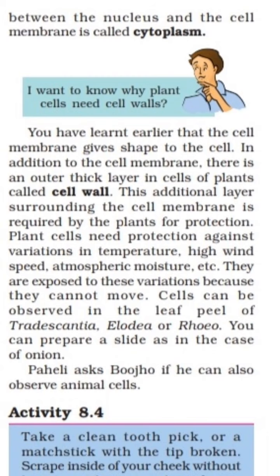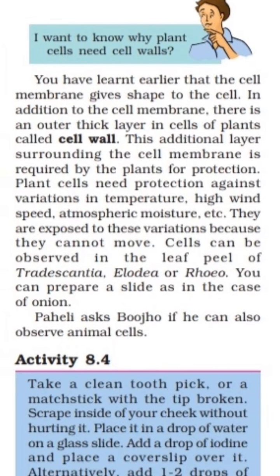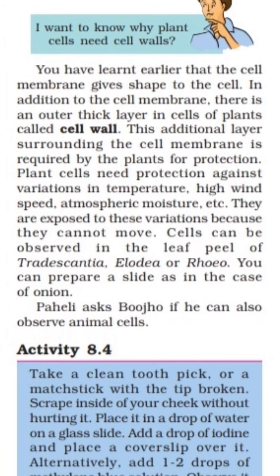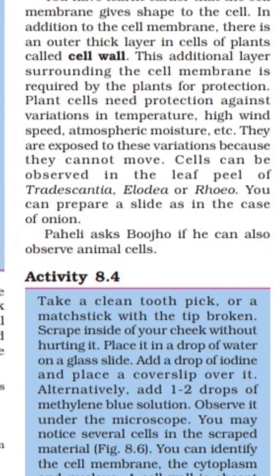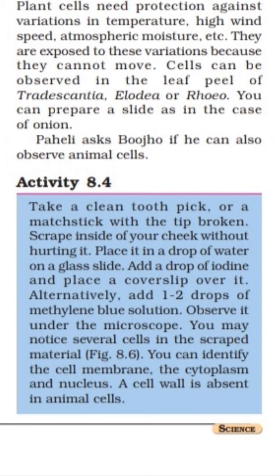Then the cells can be observed in the leaf peel of Tradescantia, Rhoeo, and so on. You can prepare the slide in the case of onion, and Paheli asked Bojo if he can observe animal cells. Yes, we can also observe the animal cell. Now see, which activity was given here? It is also a simple activity, but toothpicks, a microscope and a chemical are required.